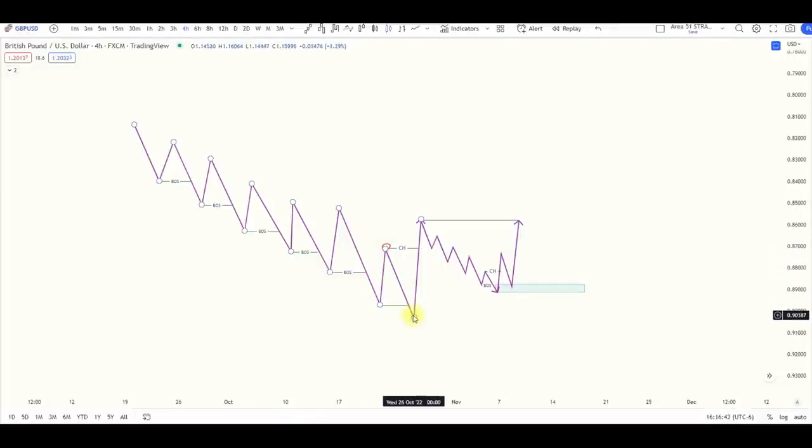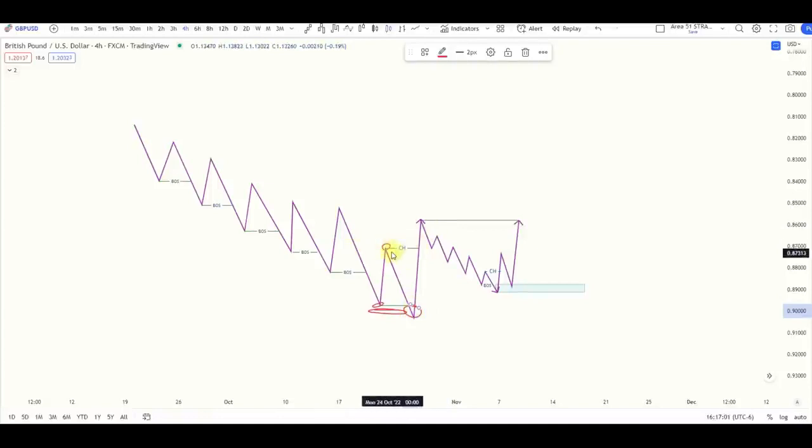So now we have a lower low, but what happened now? We grabbed the liquidity, or the stop losses that were sitting here. All the stop losses that were sitting here were grabbed, faked out, and then reversed, creating a change of character.